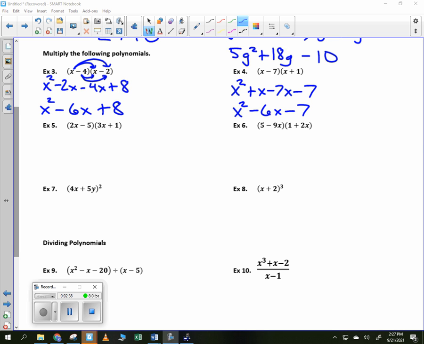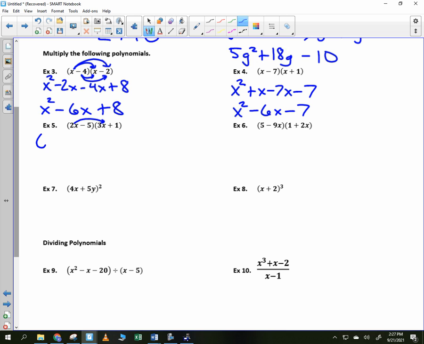I have x squared minus 6x minus 7. Any questions? What's different about number 5? Yeah, we have some coefficients. Don't let that bother you. Just multiply just like you normally would.